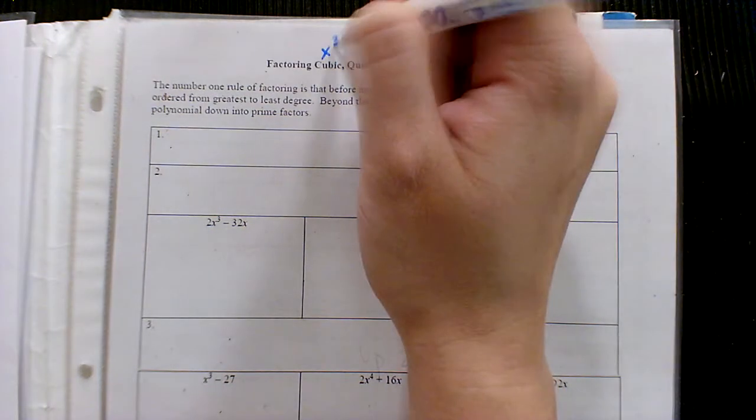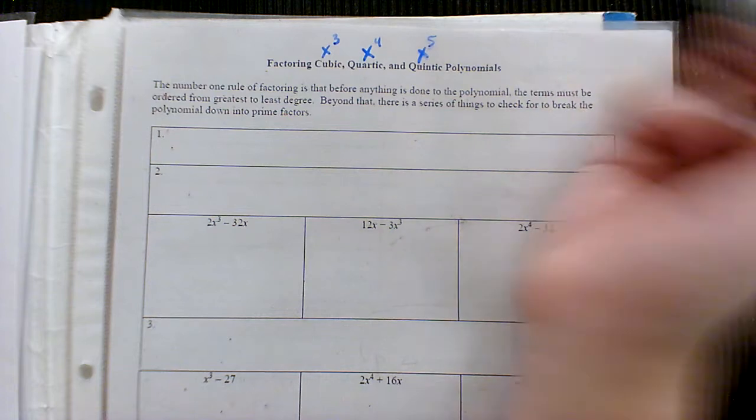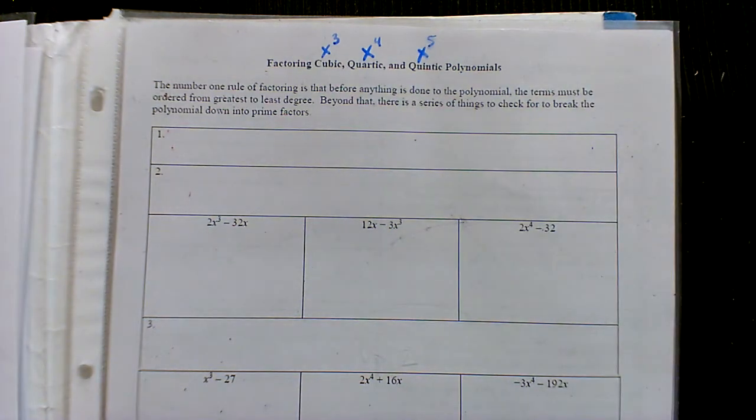So for at least this section, we're going to be factoring cubics, quartics, and quintics. It's going to be a little bit of a review because we did kind of factoring at the beginning of the year, but factoring is going to play a huge role in this unit. So I just want to make sure that we're good with these skills. Okay, so a little bit of a review for this section.